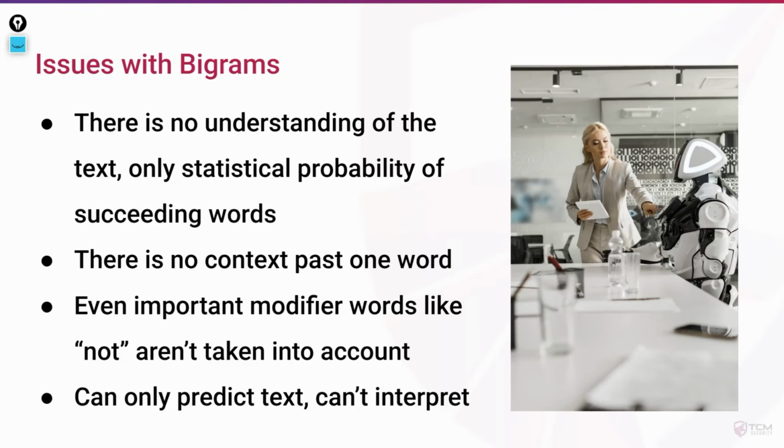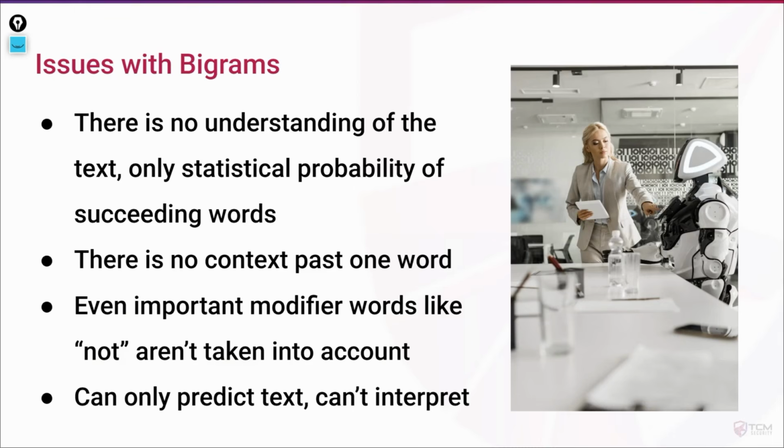So in a bigram, even very important modifier words, like for example not, aren't taken into account. You can think of how important it is, when generating the next word after a specific word, if there is a not in front of it. Like I'm not happy or I'm not sad is a lot different than saying I'm happy. And of course, again, these bigrams can only predict text. There's no interpretation that can be done.